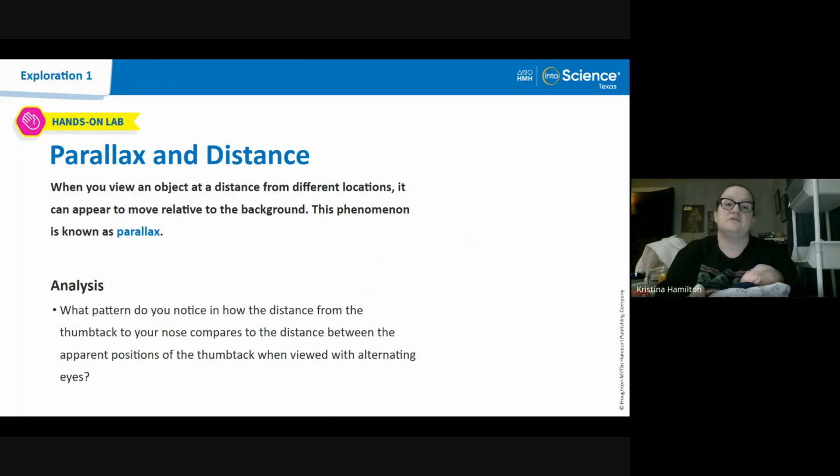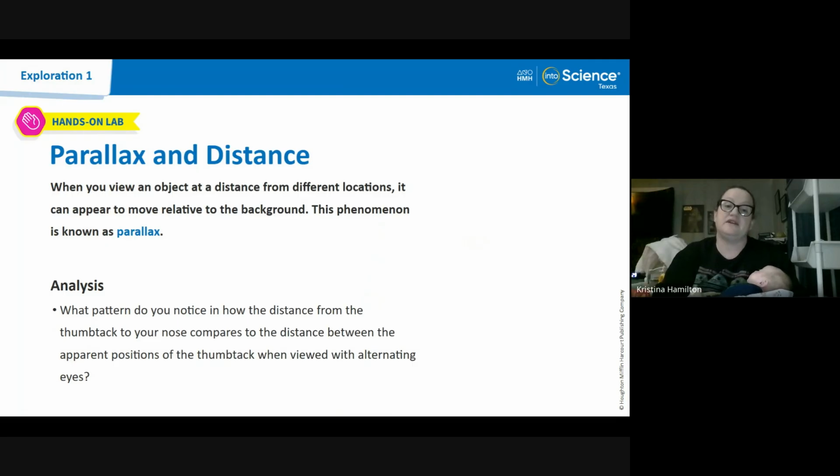Sure. So when you view an object in space at distances from different locations, it can appear to shift relative to the background. This phenomenon is known as parallax. And you do need to know this vocab word, you guys. We have to learn parallax. We have to learn the HR diagram. These are big on STAR, which is why you're here with me.